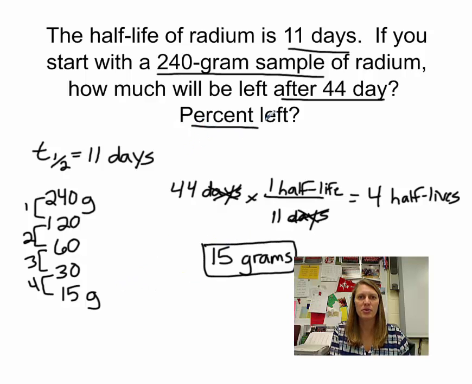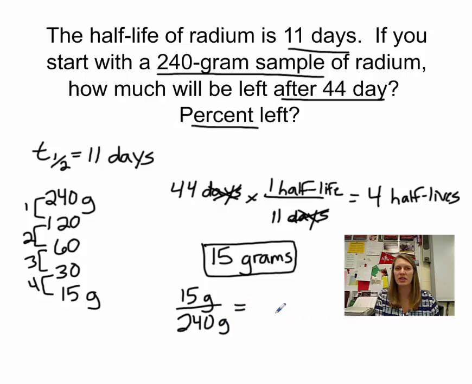Now, in order to find the percent that's left, there are 2 different things I could do. I could take 15 grams, divide it into 240 grams to get my overall percentage. That's my percent of my original. Or I could do the same kind of breakdown here, but using the percents instead.